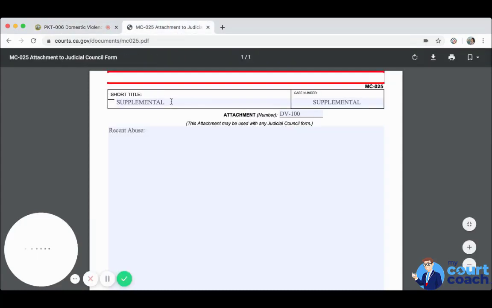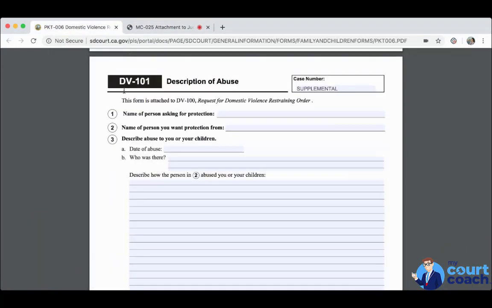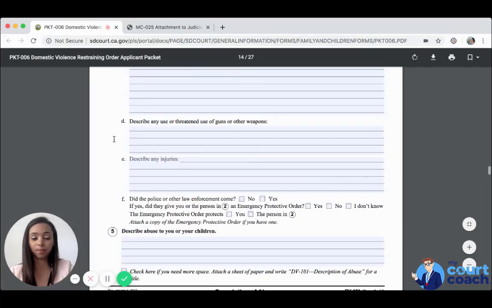And please don't forget to also include that terminology on your attachment, whether it's this one or the third page here.